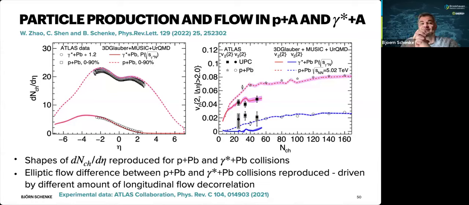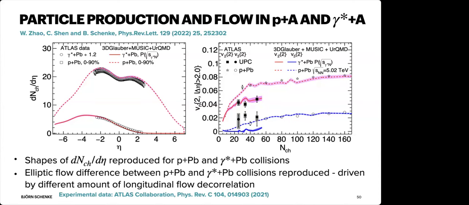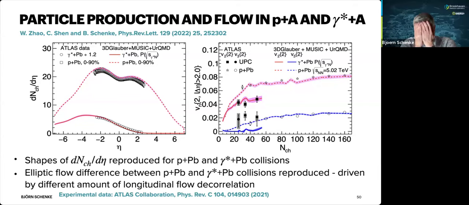So the question is, can the equation of state have a system size dependence? Yes, I definitely think it will have one. Could that be something that you could implement?